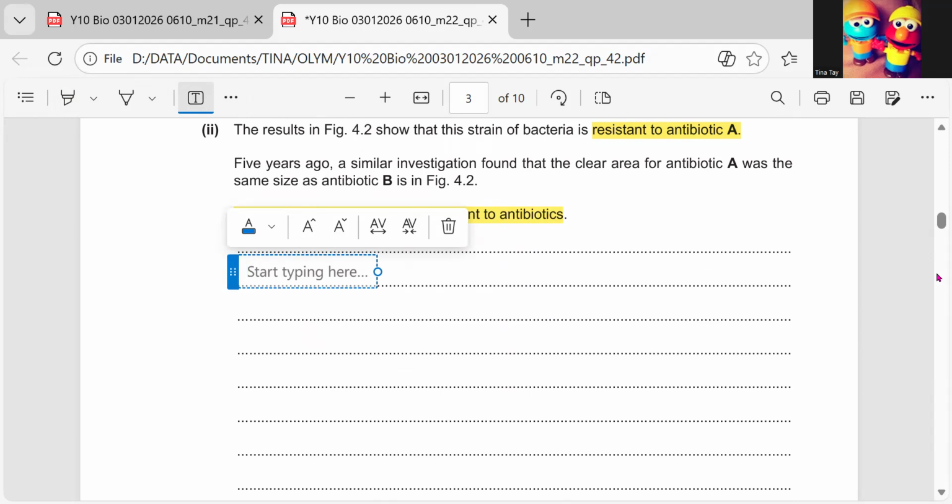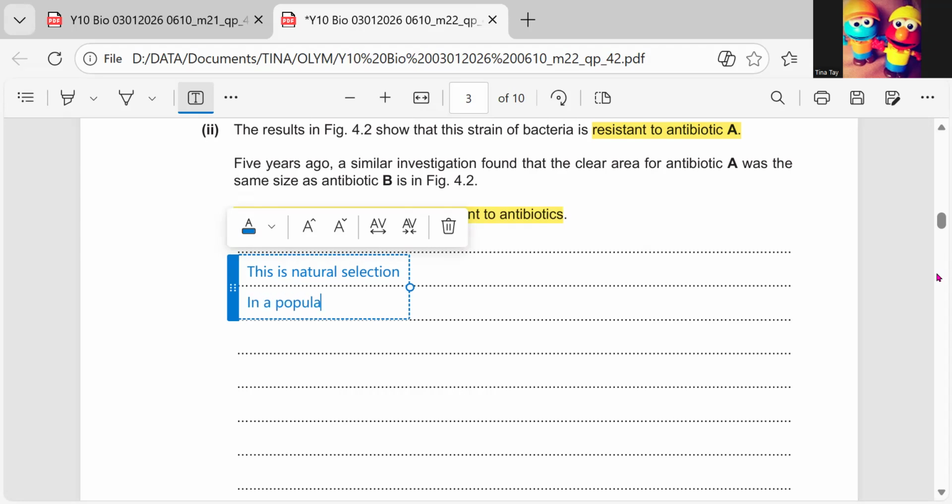In a population, there is genetic variation. Mutation can happen to cause it to be resistant. The bacteria that are resistant will survive and reproduce. When they survive and reproduce, they pass down the resistant gene to the next generation. So the first sentence is this is natural selection.